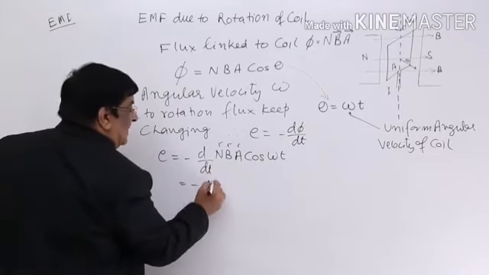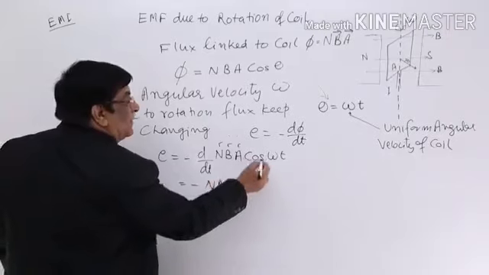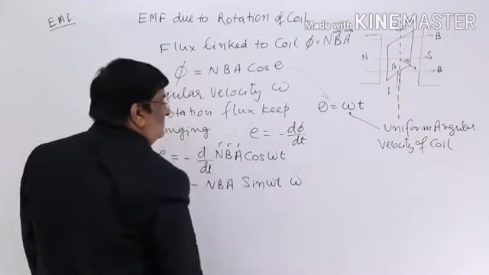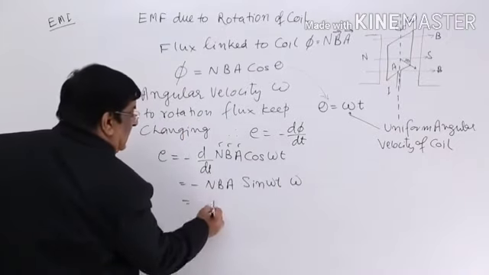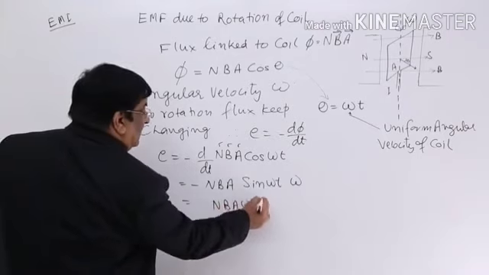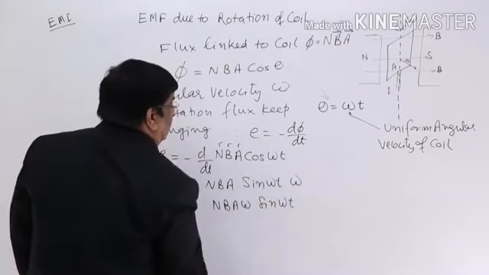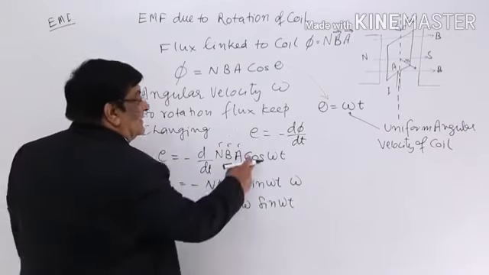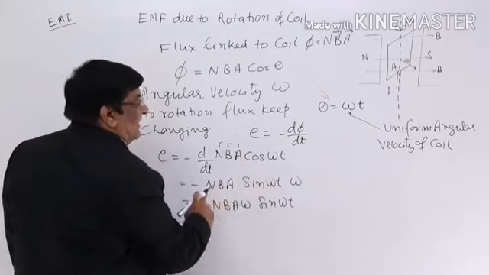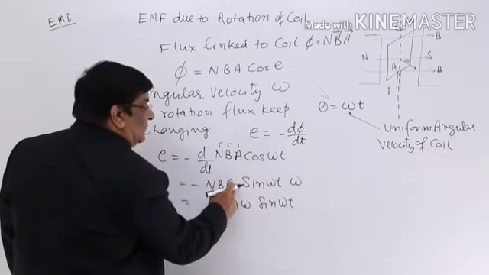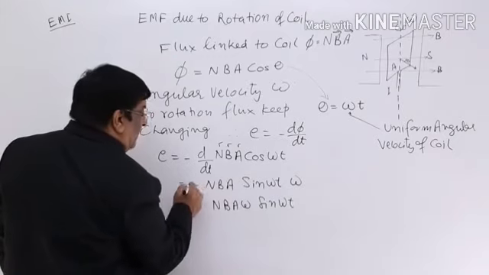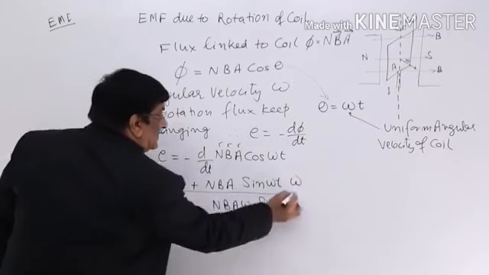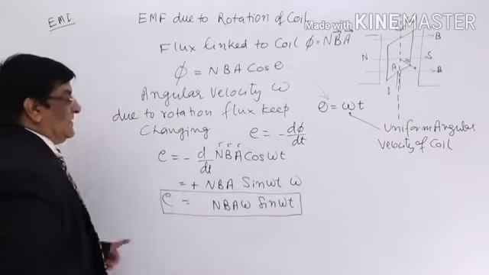So we can write here minus NBA. Cos omega t differentiation is sin omega t into omega, with a negative sign. If it has differentiated with negative sign, that negative into this negative will become positive. So this is NBA omega sin omega t. This is the EMF at any time.